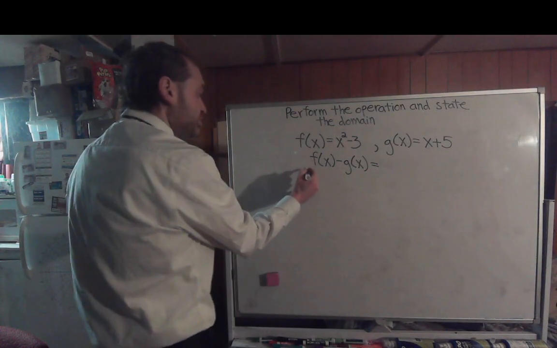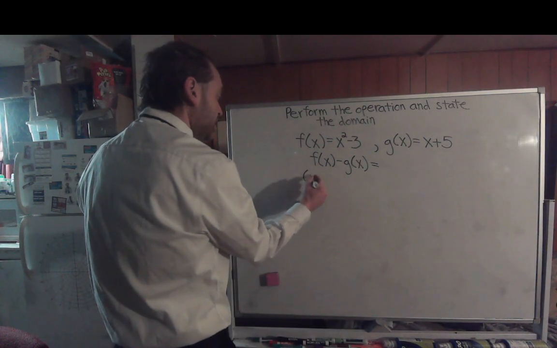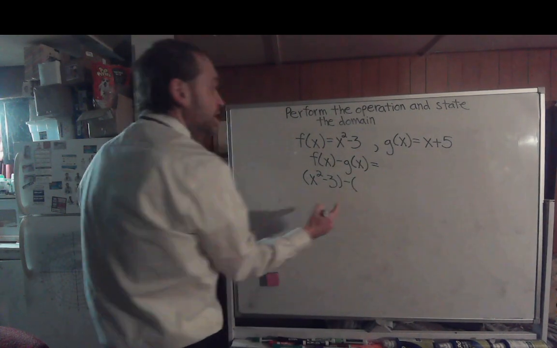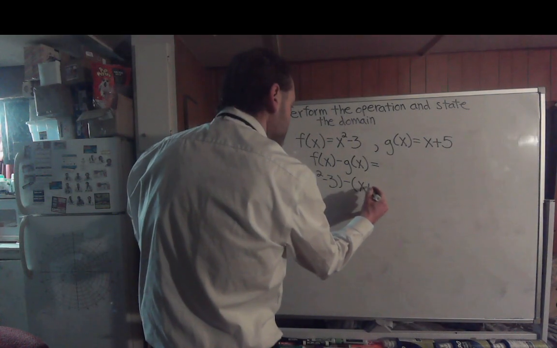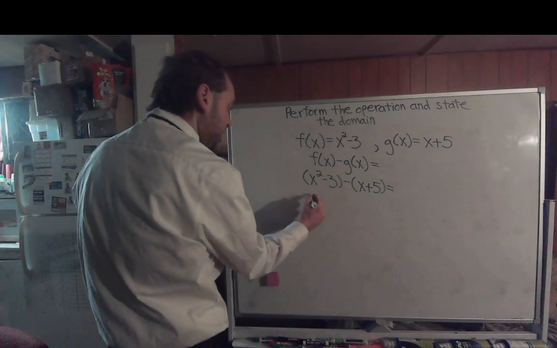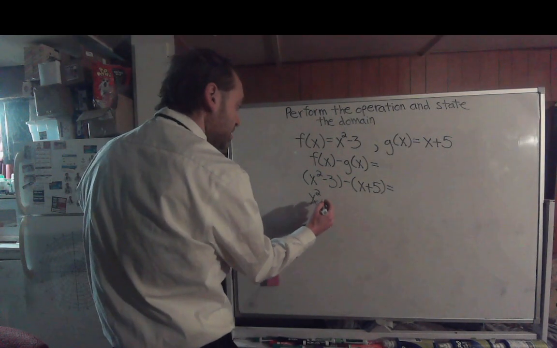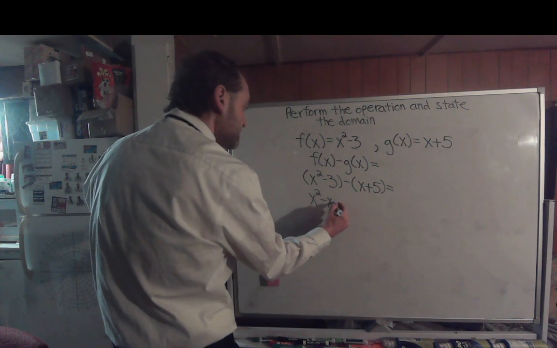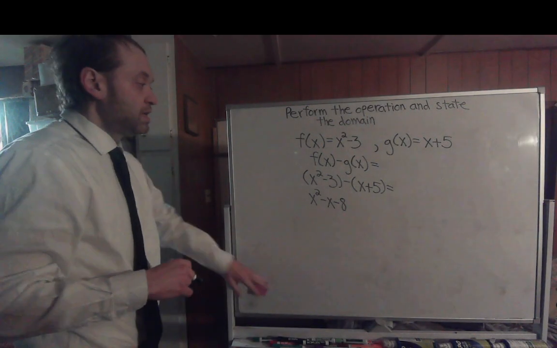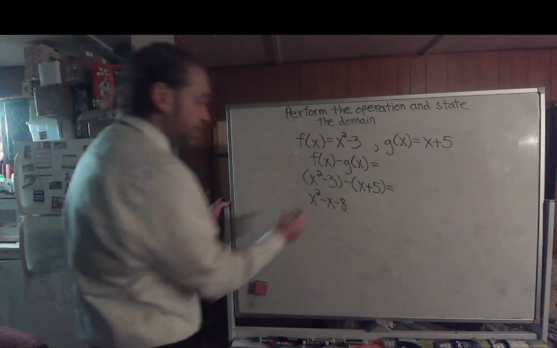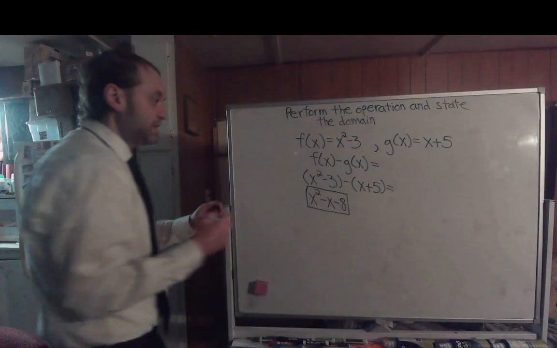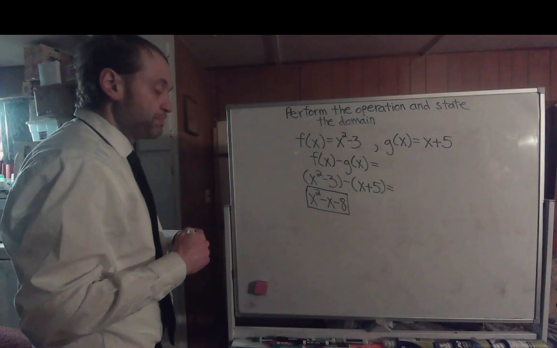So this is going to be the quantity of x squared minus 3 minus the quantity of x plus 5, which would end up simplifying into x squared minus x minus 8. So that's f of x minus g of x, is x squared minus x minus 8.